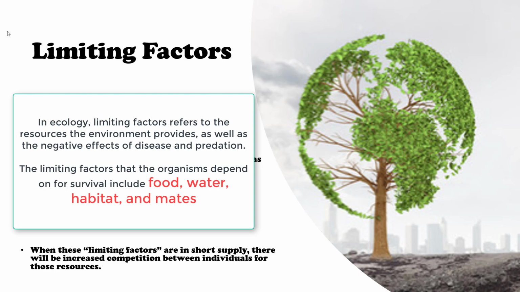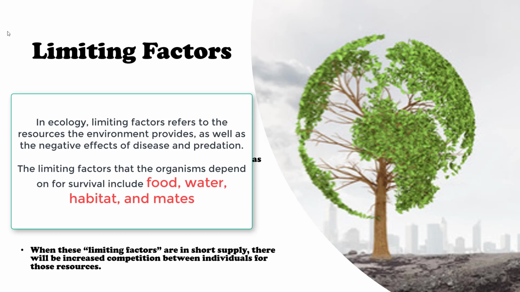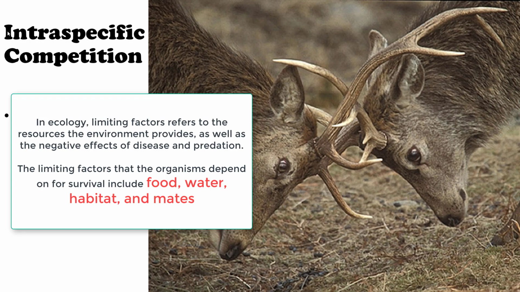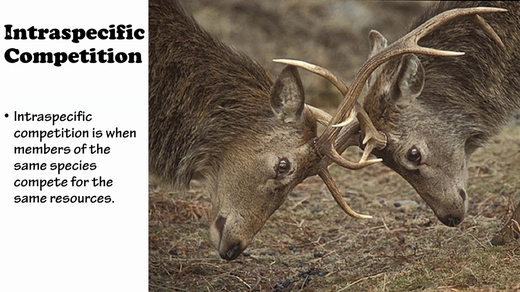Limiting factors. In ecology, limiting factors refers to things such as food, water, habitat, finding mates, weather. When resources like food, water, habitats, and mates are in short supply, there will be an increase in competition between individuals for such resources. This creates intraspecific competition. Intraspecific competition is when members of the same species compete for the same resources.